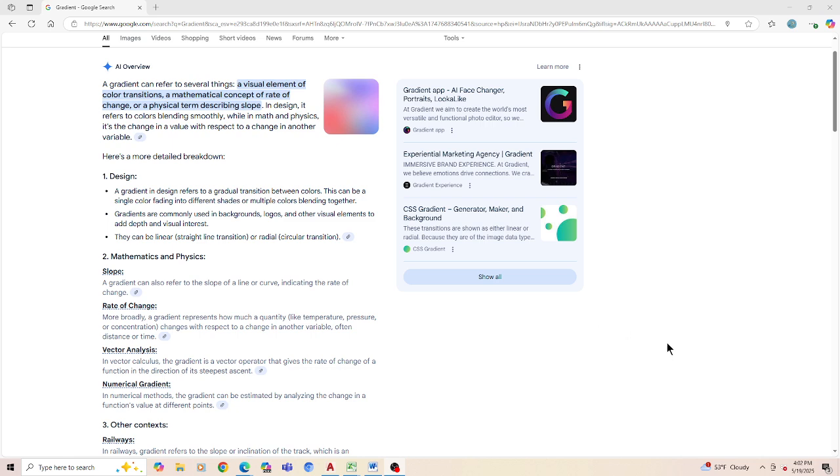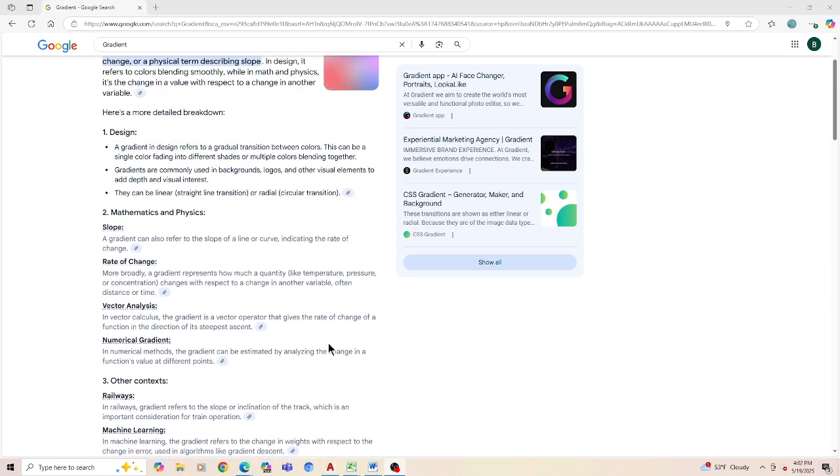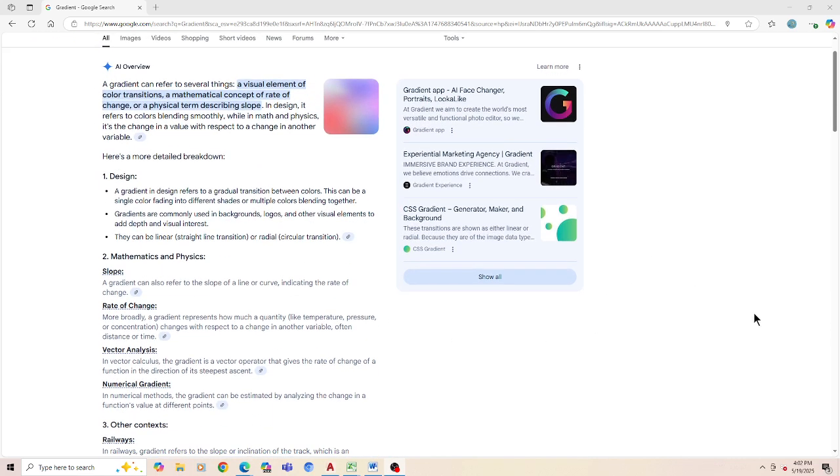So the AI response is a gradient can refer to several things: a visual element of a color transition, a mathematical concept, rate of change, or a physical term describing a slope. Okay, in design, I will put a link to this in the video. Everybody can study something like this at their own pace. We don't need to make this exceptionally long.